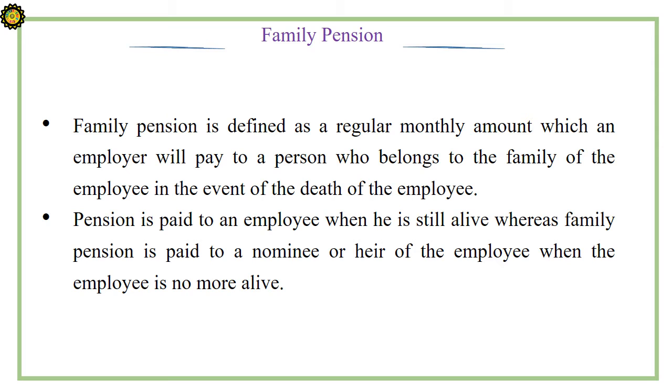What is family pension? Family pension is defined as a regular monthly amount which an employer will pay to a person who belongs to the family of the employee in the event of the death of the employee. Pension is paid to an employee when he is still alive, whereas family pension is paid to the nominee or heir of the employee when the employee is no more.